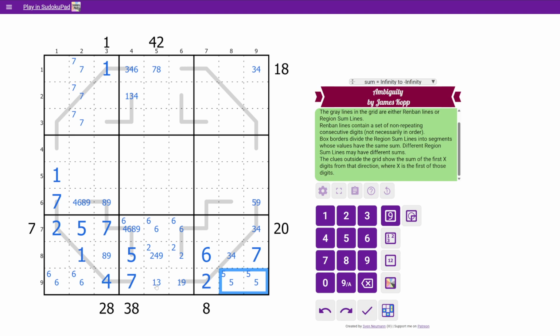One, two, one. One can't go here, can it? Or could it? I guess it could, because if this was 9, this would be 9. And this could be 1 then, I guess. And this could be 3. If this was 3, this would be 8. I guess that would be alright.